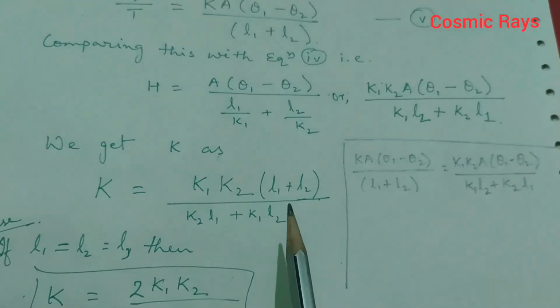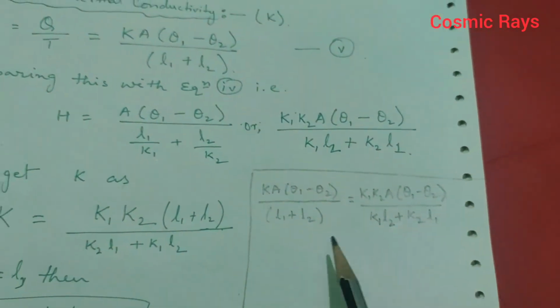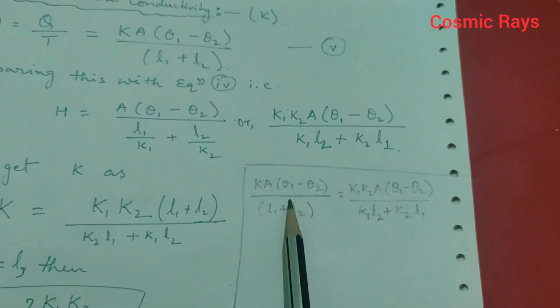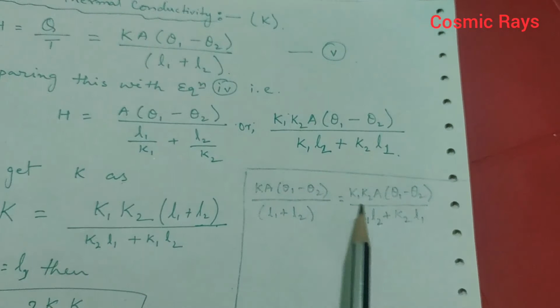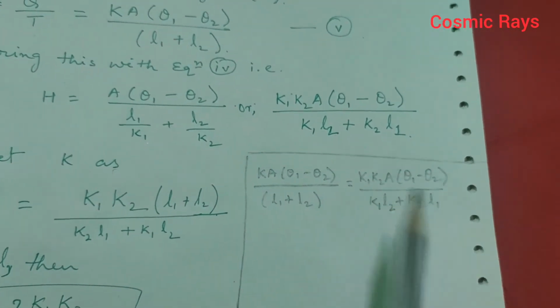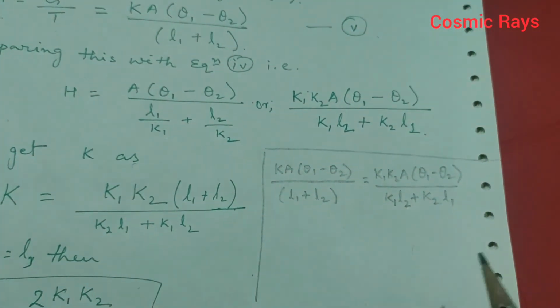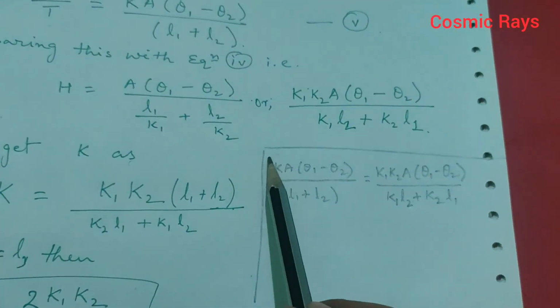In case you have any problem understanding how we get this part, then you can consider writing equation 5 and equation 4 and substituting them against each other. What we will find is certain things will cancel out and we have to find out the value of K.